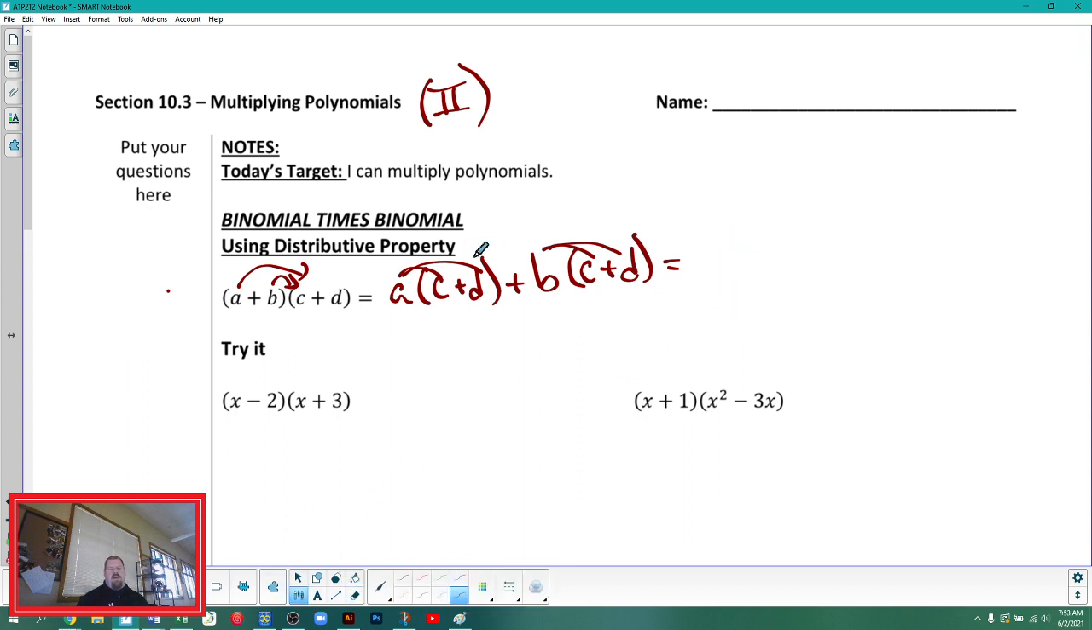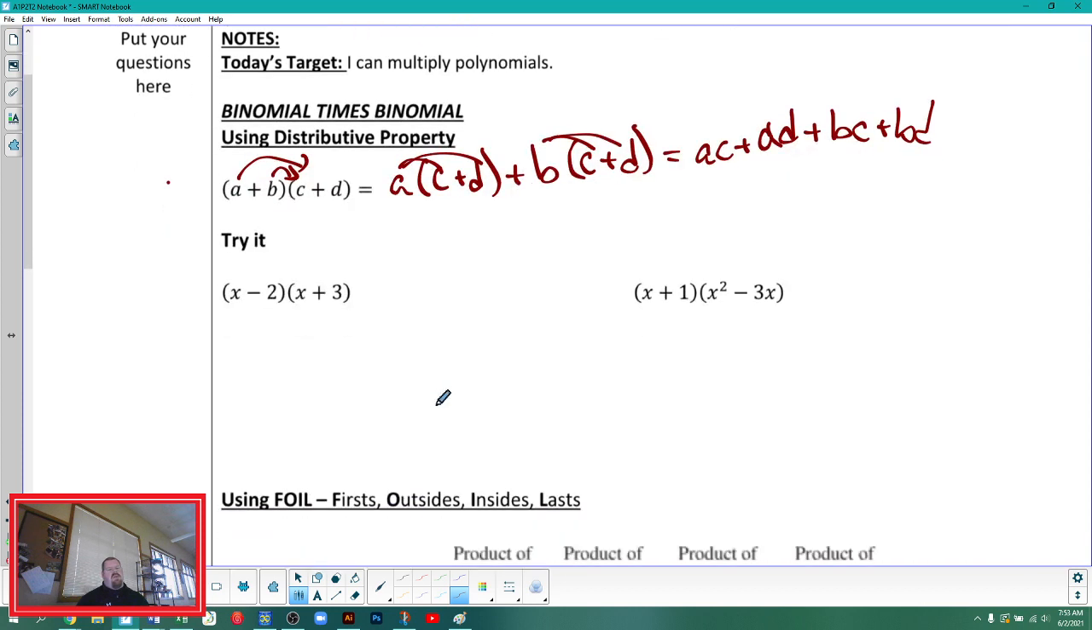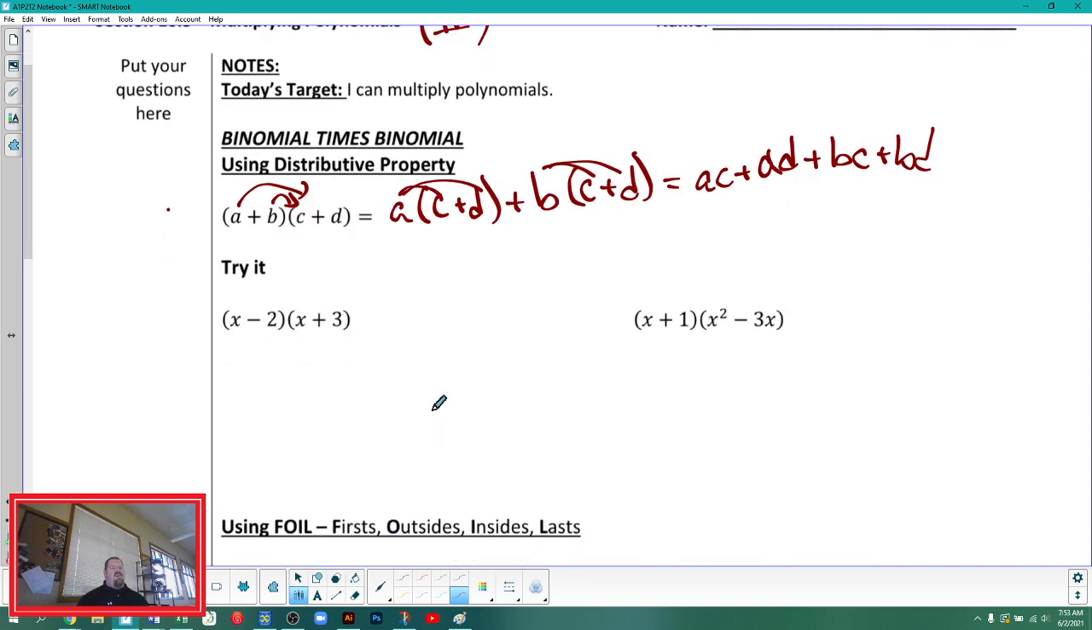A times C, A times D, A times D plus B times C plus B times D. And so those are all the things that we get, and if we get any like terms, we want to combine them. Most of the time, I would say that we'll come up with at least one set of like terms. So let's try that in these two problems.